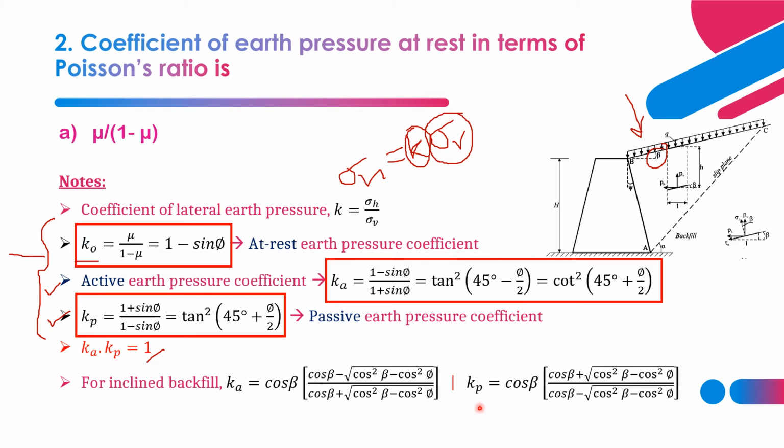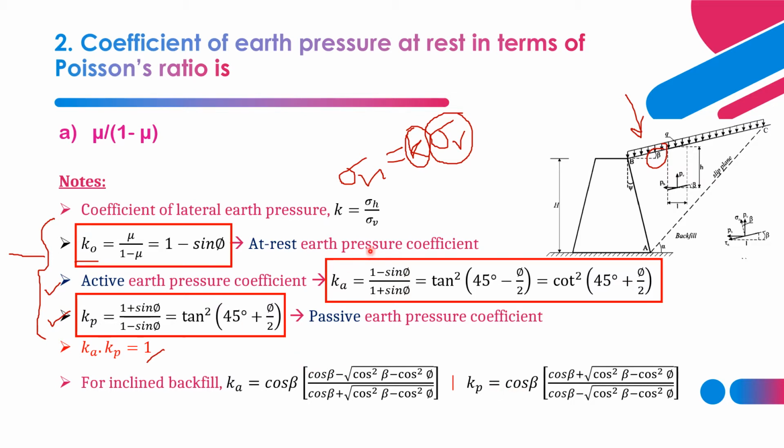Similarly, in case of Kp, that is the passive earth pressure coefficient, Kp is equal to cos beta into cos beta plus root of cos square beta minus cos square phi, divided by cos beta minus root of cos square beta minus cos square phi. In the numerator we have to insert the plus symbol. So we have already seen that Ka and Kp are reciprocal to each other. So that's why the formula is like this.